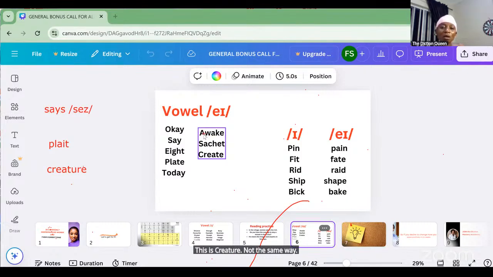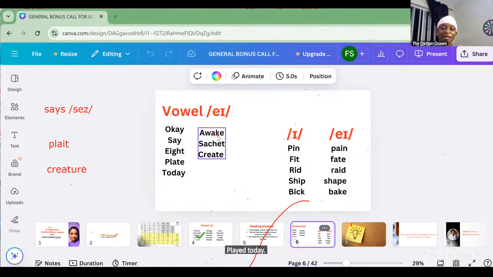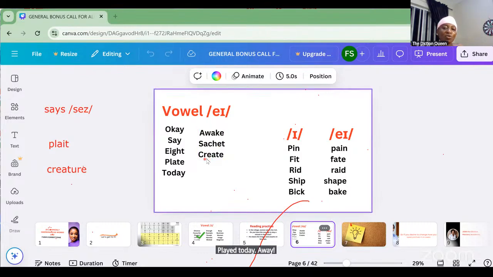Awake, not awake. Look at my mouth. Awake. The letter A here makes a closed sound. Close your mouth and say awake. Sachet, not sachet. Sachet. The T should not be heard. So let's go over the words again. Okay, say, ate, plate, today, away, sachet, create.